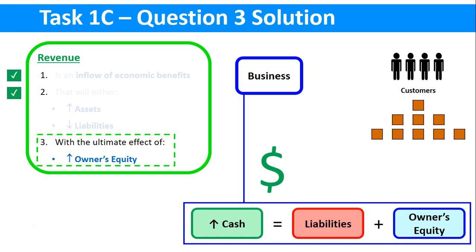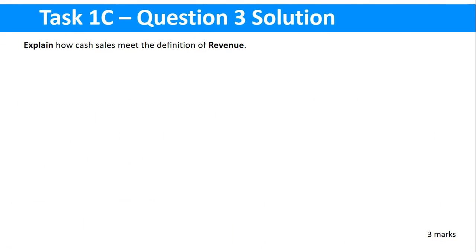And lastly, does a cash sale increase owner's equity? So looking at our accounting equation, when we get more money for the sale, there's no impact on our liabilities, because what that will do is actually increase our capital or owner's equity. So that is correct. Explain how cash sales meet the definition of a revenue.